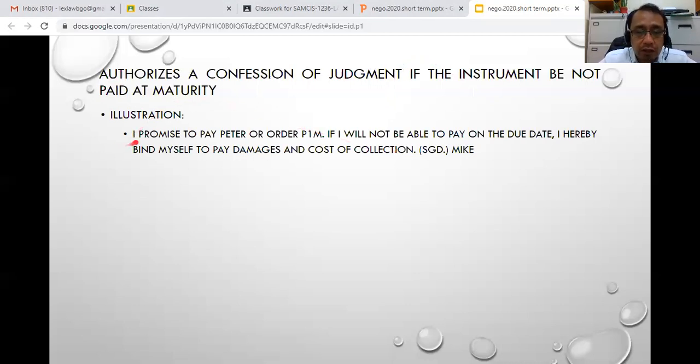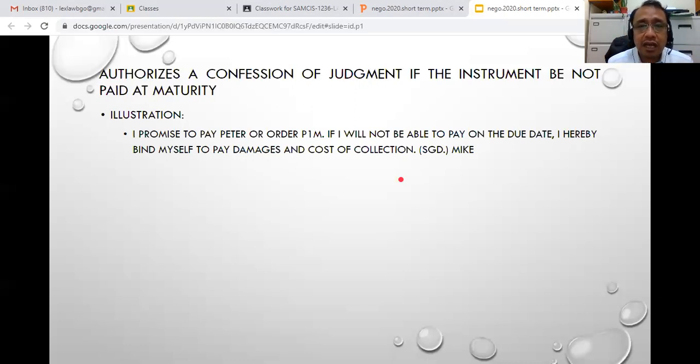So if we only consider the first portion of the instrument, I promise to pay Peter or order 1 million, signed Mike, there is no question that Mike, the maker, will only be required to perform one act, that is to pay 1 million pesos, to pay a sum certain in money on the due date or before the due date. But after maturity, if the instrument has not been paid by Mike, then he will now be required to perform an additional act besides the payment of 1 million pesos.